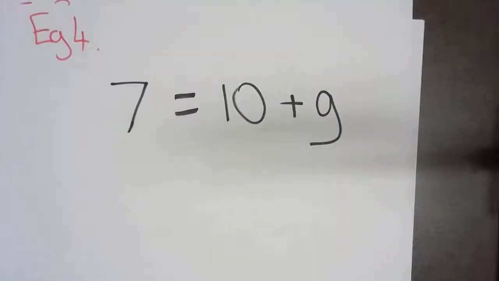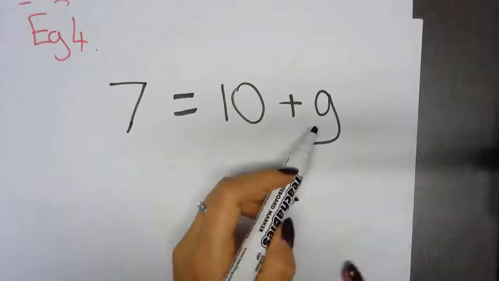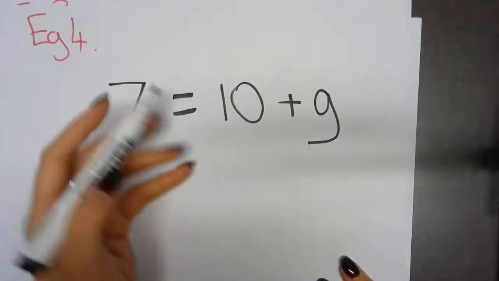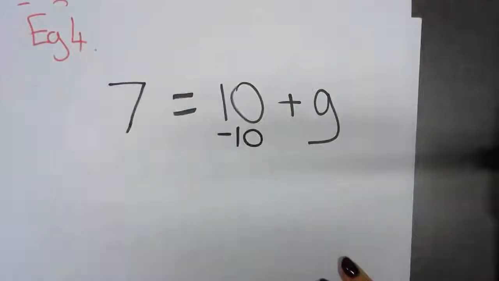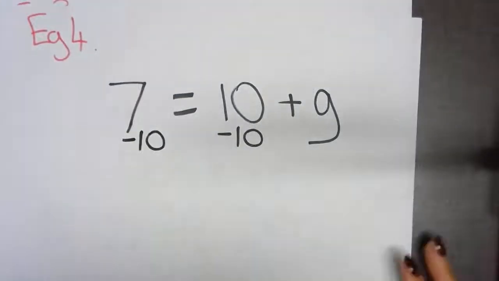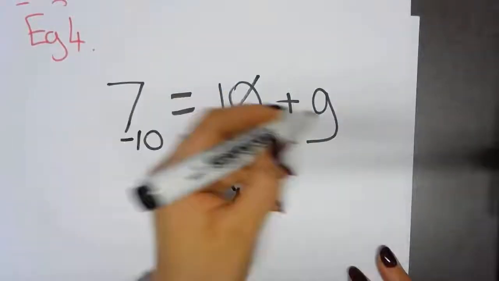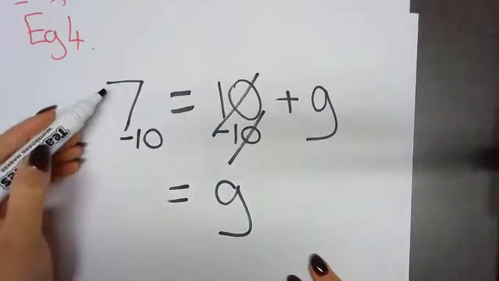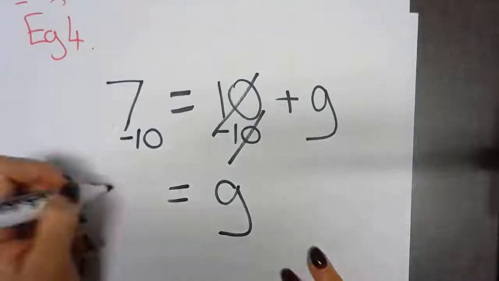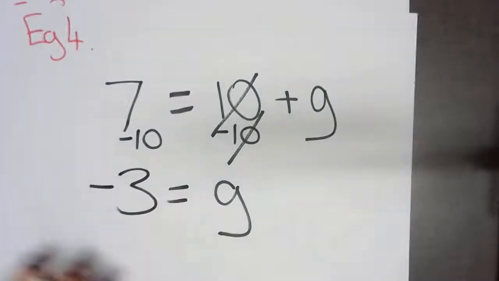Example number 4, final example, we've got, again, g is over this side. We want it to be alone. We need to cancel out this positive 10 to make it subtract 10. That's how we do it. Only g is left on this side, and we've got 7 subtract 10. That goes into our negative 3.